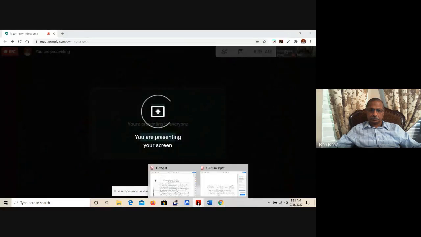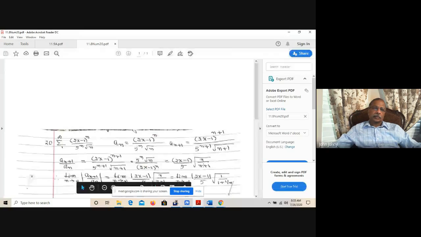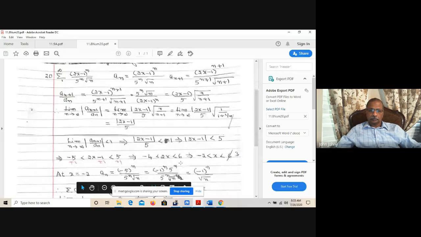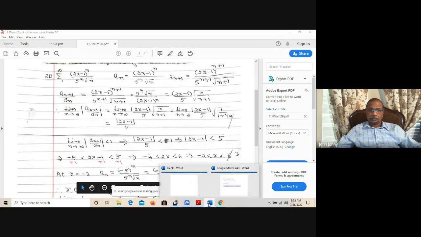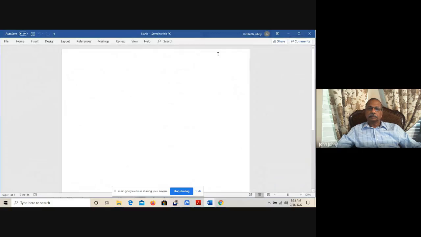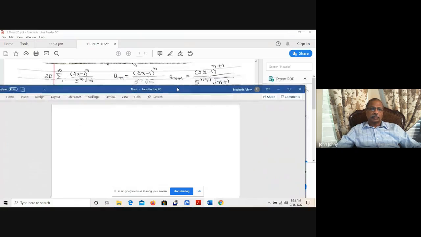Yes, we are going to start with chapter 11, section 9. Before starting section 9, we will discuss question number 20 from section 8. Here is question number 20 from section 8.